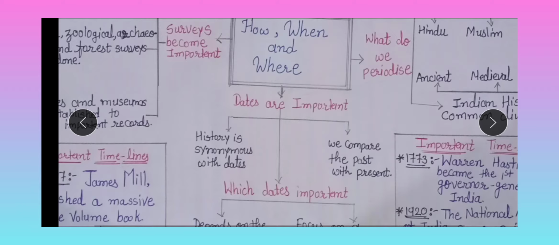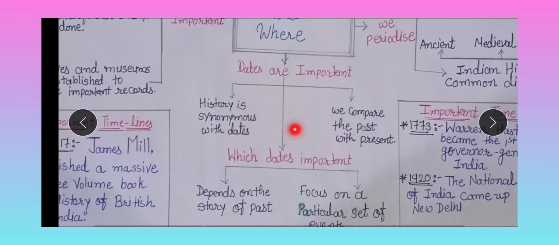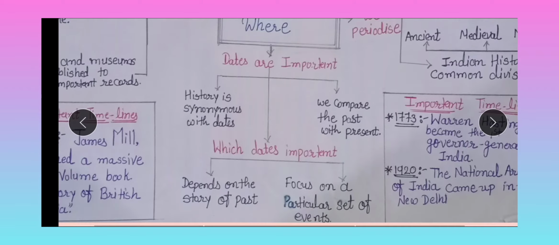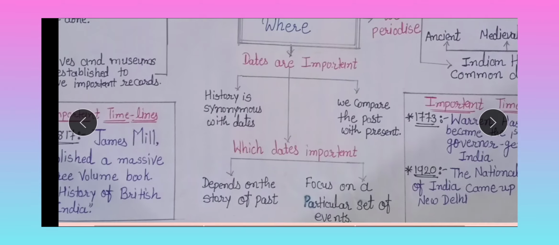Second point, people say that we compare the past with the present. History is about comparing two events which occurred before and now. So in history we compare the past and the present. Then we have which dates are important. In history many dates come and everyone has to remember those dates. So which dates are important?